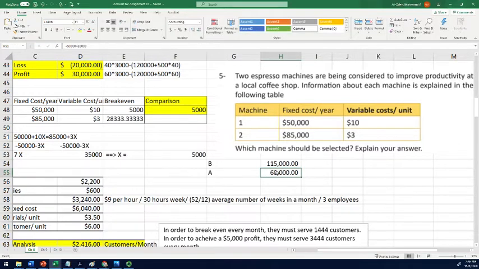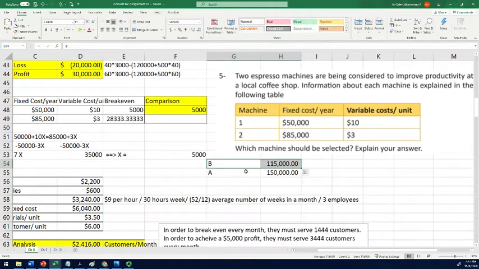That's for machine B. Now, if we're selling again 10,000 units, we're going to see what would be the total cost for machine A. 50,000, this is the fixed cost, plus the variable cost would be $10 times 10,000. That would be 50,000 plus 100,000. In this case, you will get higher cost for machine A. So again, the point here, we're going to make a decision. The decision is if the local coffee shop is selling more than 5,000 units, then they should go with machine B. As we see here, machine B is going to give you a lower cost.